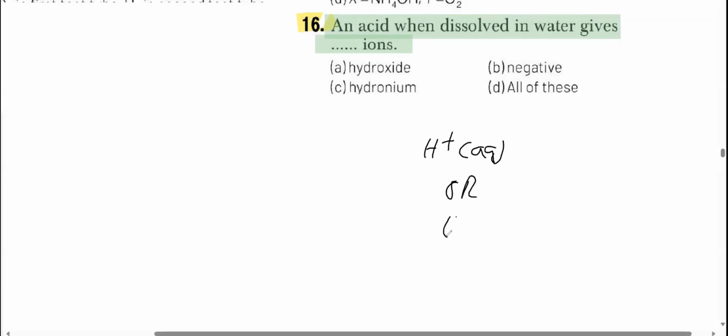In question number 16, it says an acid when dissolved in water gives dash ions. Yeah, that's very easy. You should know that all acids when dissolved in water release H plus (aq) ions, or you may write H3O plus ions. This is called hydronium ions, right?